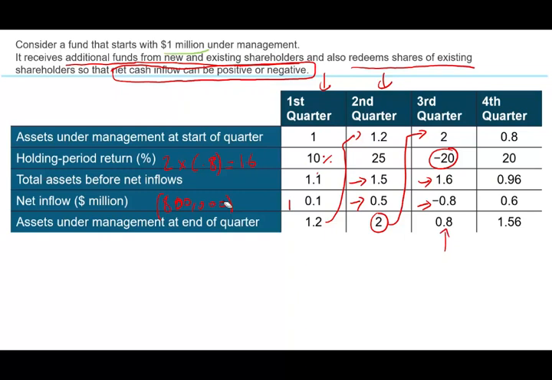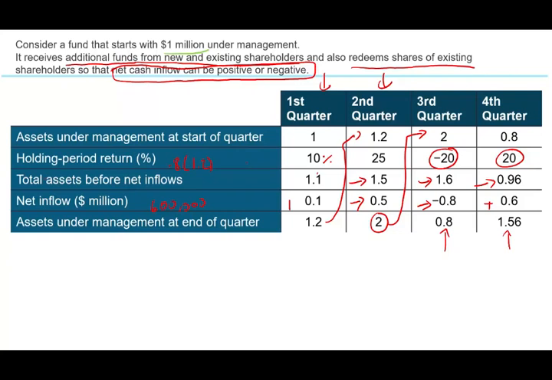Then in the fourth quarter, we made a 20% return. So we take 0.8 times 1.2, and now we're back to $960,000. The investors put in another $600,000. We end the fourth quarter with $1.56 million. So this is what we have. It's very important that you understand what you are given, because we're going to be performing some computation to find out what the rate of return of this portfolio is.